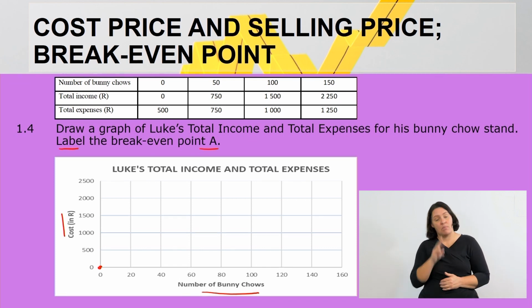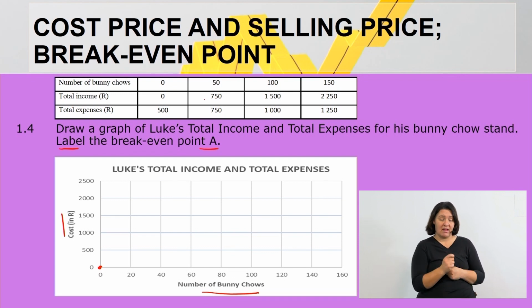Okay, so now I'm looking for 50 bunny chows. So that will be here, we agree, right? Between 40 and 60. So if Luke sells 50 bunny chows, his total income will be 750 Rand. So I'm going to start here, go all the way up. So 750 will be more or less there, between 500 and 1,000 Rand if I look at the cost.